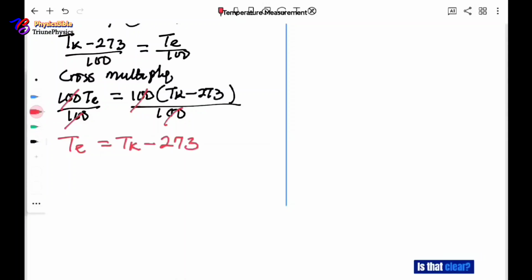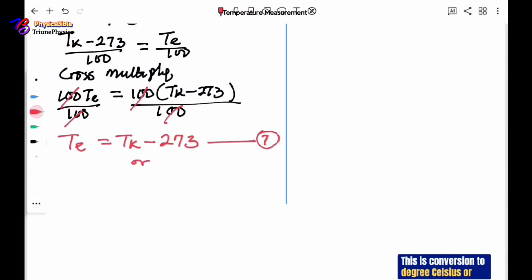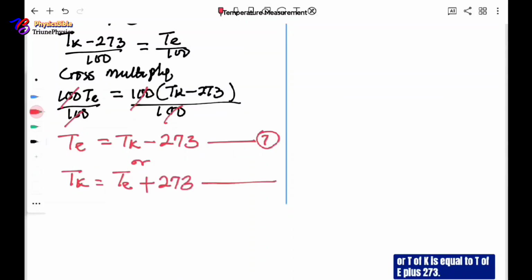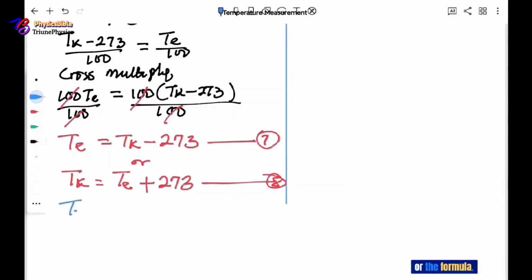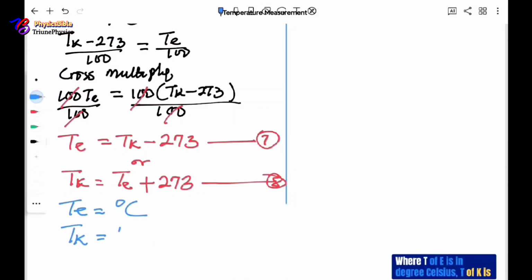Is that clear? This is conversion to degrees Celsius or centigrade, or T_K is equal to T_E plus 273. Is that clear? This is absolute Kelvin. So this is how the equation or the formula comes about, where T_E is in degrees Celsius, T_K is in absolute Kelvin. Take note of this, please.